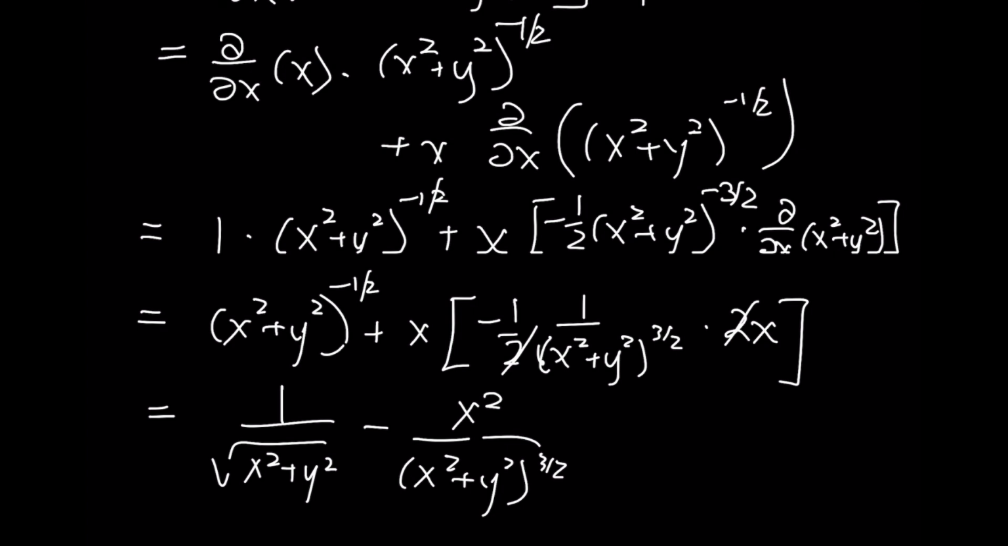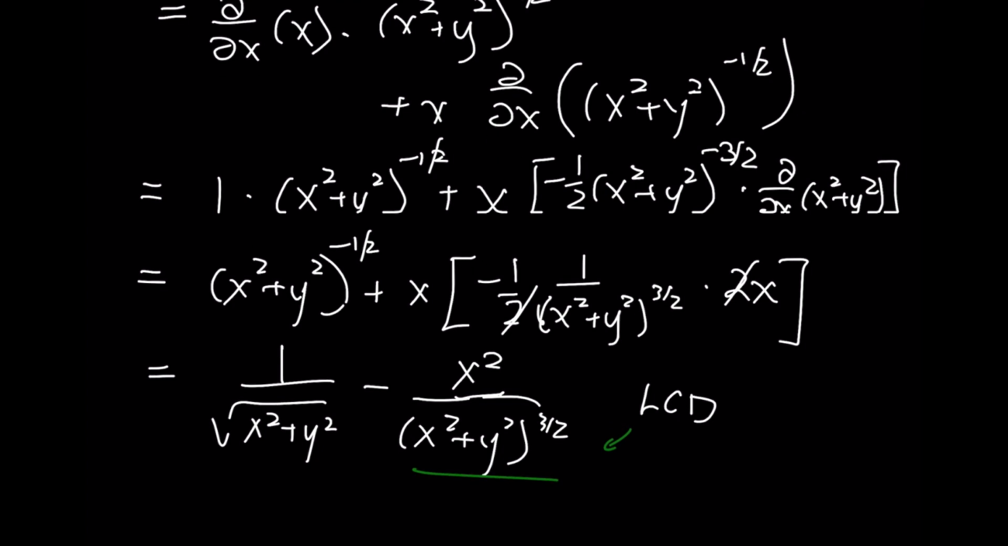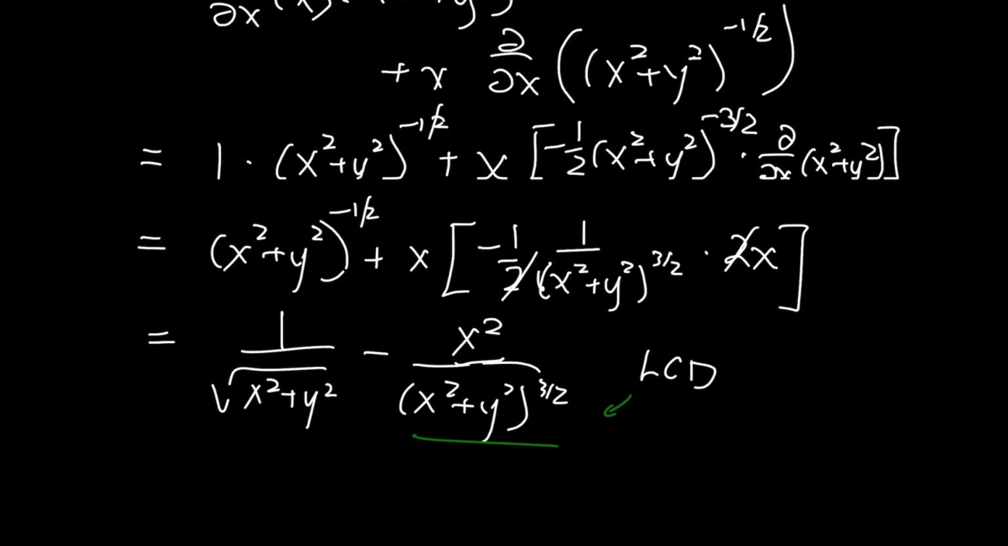Now, it's going to be important that we get comfortable with finding lowest common denominators. And this term right here ends up being the lowest common denominator. So that means I need to multiply everything in the first expression by x squared plus y squared, top and bottom.